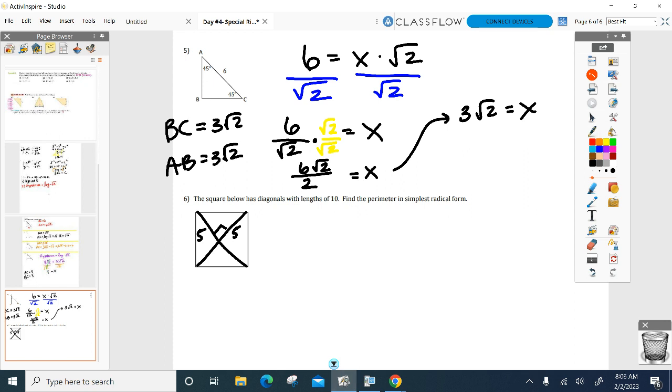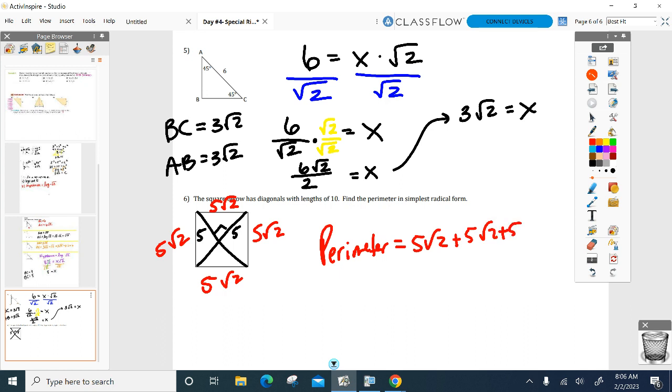How many people use Pythag? How many people use 45, 45, 90 from today? And everybody, no matter what method you did, you get 5 radical 2? Okay, doesn't matter how you get there. All right, 5 radical 2, which means all 4 sides are 5 radical 2. And let's go back to yesterday's discussion with adding radicals. Perimeter, 5 radical 2 plus 5 radical 2 plus 5 radical 2.